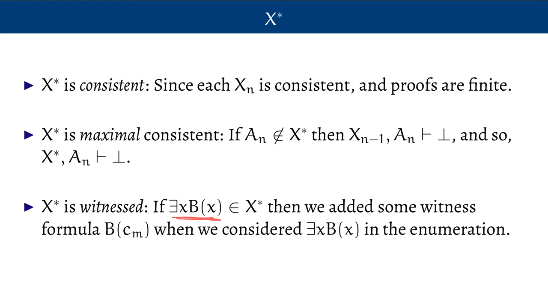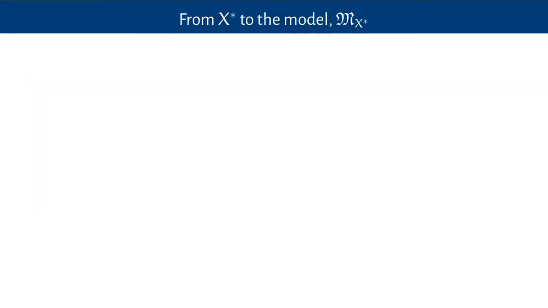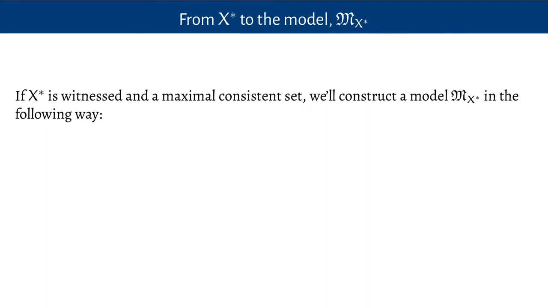But it's also a witness set, because every existentially quantified formula in the language was considered along the way. And whenever it was considered, if it was thrown in, then a witness for it was thrown in too. So any existentially quantified formula which is in it has explicitly got a witness. So it's a witness set. So we've constructed our set X star, and it is a maximal consistent set, and it's witnessed. Last stage is to construct a model out of it.